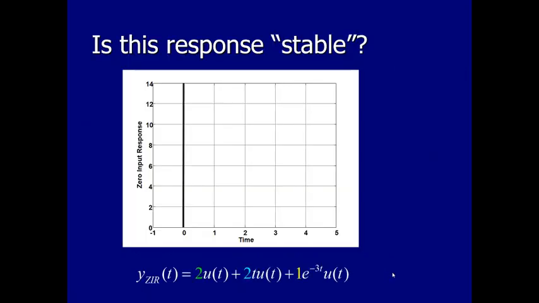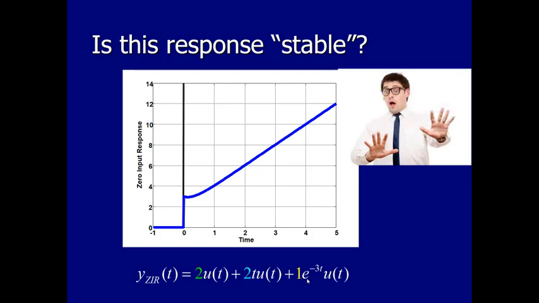Now, what does that look like? If we plotted that response for t greater than 0, we have a unit step, we have a ramp. The unit step has a height of 2, the ramp has a slope of 2, and we have a decaying exponential, 1 times e to the minus 3t. If we put those together, it would look like this.